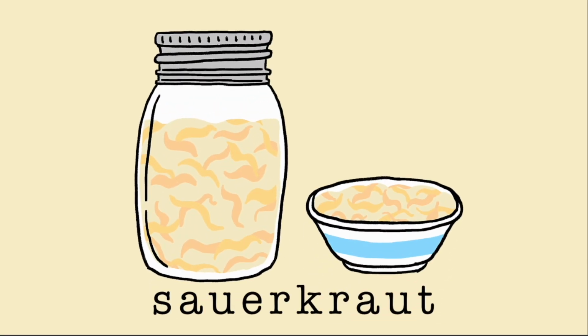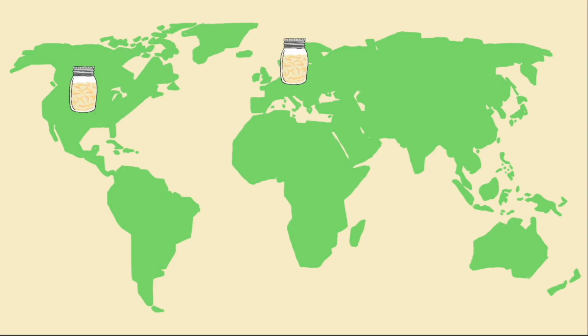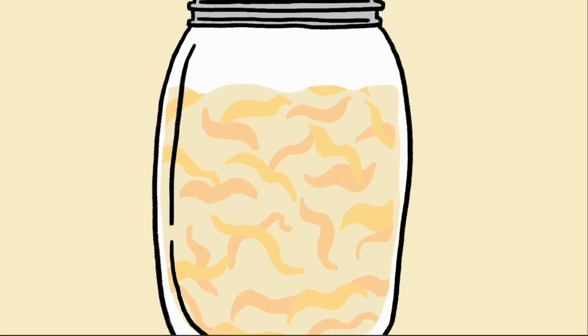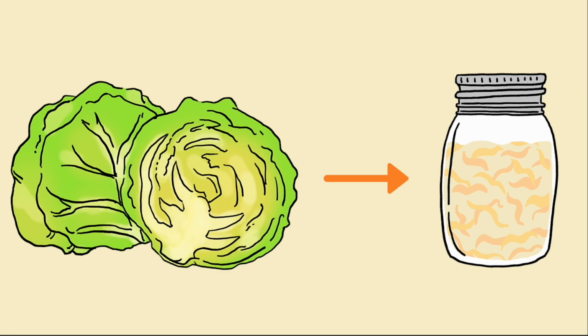Sauerkraut is a dish made of fermented cabbage that has been made for centuries. It is most commonly found in Europe, but can be eaten and made all around the world today. Sauerkraut fermentation is traditionally a spontaneous fermentation that relies on lactic acid bacteria. So let's start by talking about the process of making sauerkraut.